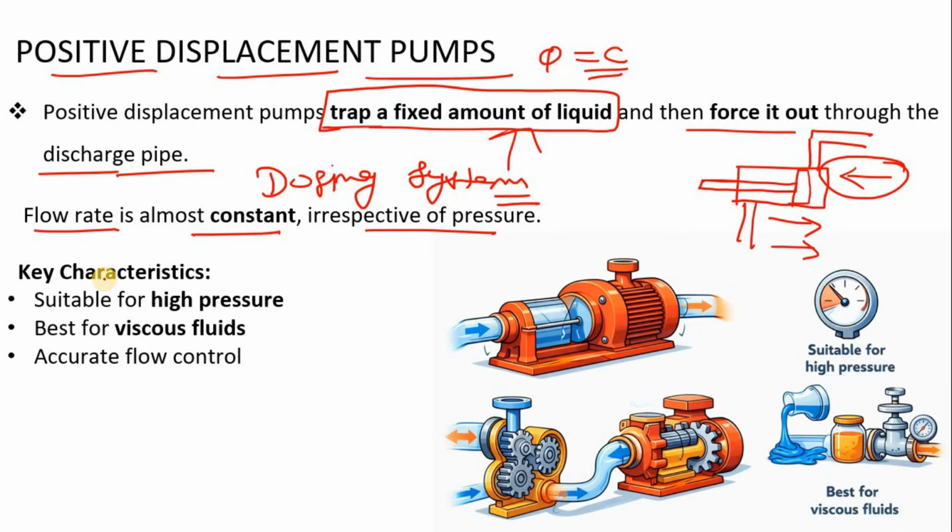And the main characteristics of the positive displacement pumps are: it is suitable for high pressure, it is best for viscous liquid. So you will see whenever we use viscous liquid, for example your lube oil or any kind of other viscous fluid, we use the positive displacement pump, for example your gear pump, right? And it provides accurate flow control.